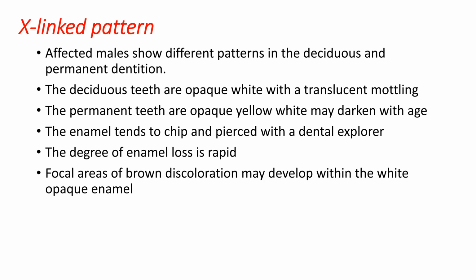Next is the X-linked pattern. Affected males exhibit different patterns in the deciduous and permanent dentitions. The deciduous teeth are opaque white with a translucent mottling. The permanent teeth are opaque yellow-white and may darken with age. The enamel tends to chip and can often be pierced with a dental explorer point, and the degree of enamel loss is more rapid here than that seen in normal teeth. Focal areas of brown discoloration may develop within the white opaque enamel.